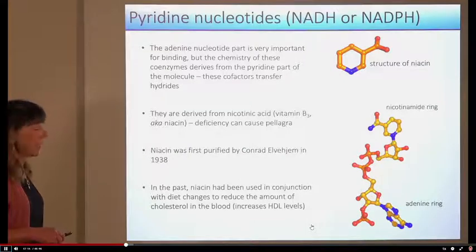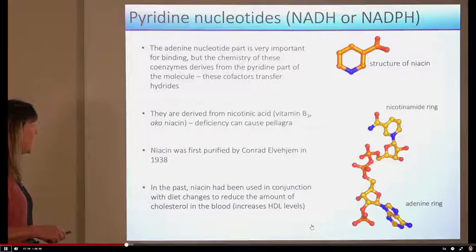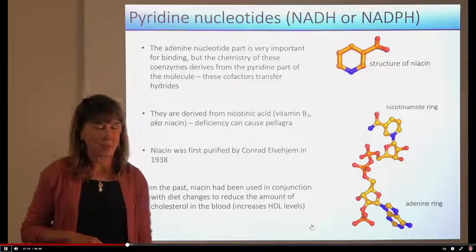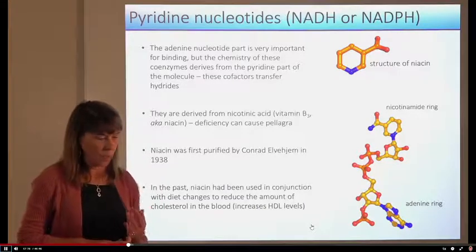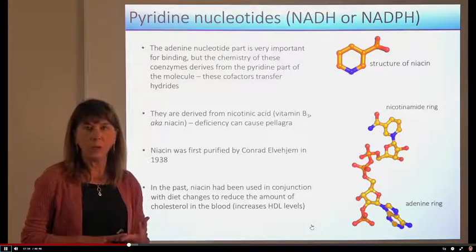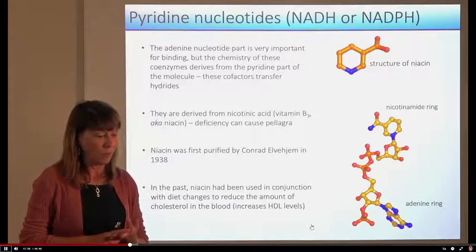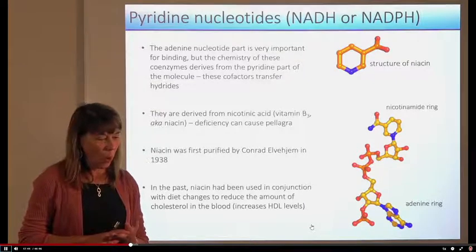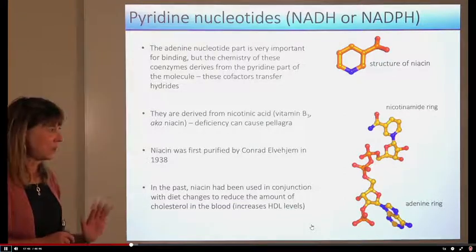Deficiency can cause pellagra. Now, this is an interesting one. This niacin was first purified by Conrad Elvehjem in 1938. He was a professor in this department. He was born in McFarland. He served as chair of the biochemistry department. He was the grad school dean. He eventually became the university president. And there was this museum down the street named after him, the Elvehjem Museum. Well, in 2005, the Chazen family gave a whole lot of money and they changed it to the Chazen Museum. But in my mind, it's still the Elvehjem Museum.